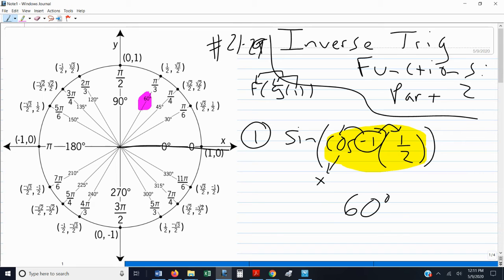And then you're bringing down the sine. So inverse cosine of 1/2 was 60 degrees, and then you're figuring out what is the sine of 60 degrees. The sine is going to be the y value at 60 degrees, which is √3/2. Okay, so that is the first example.